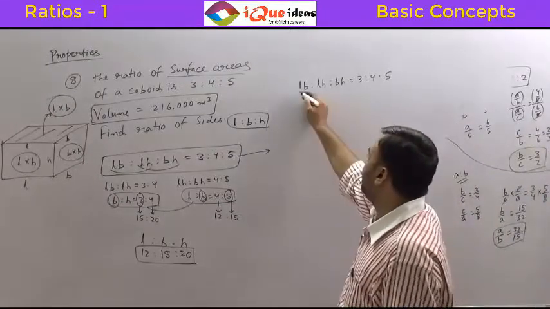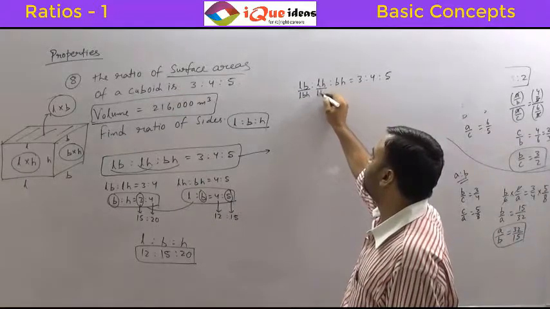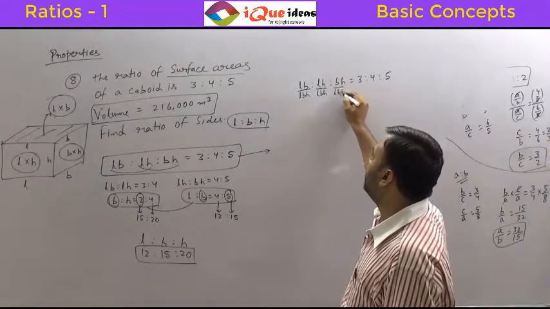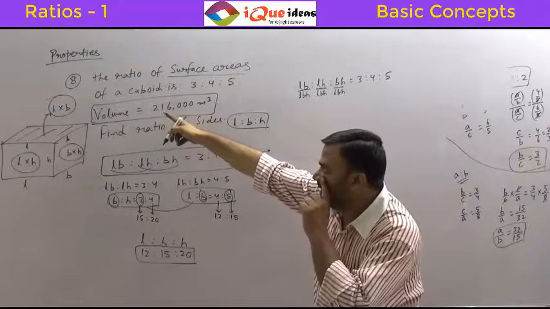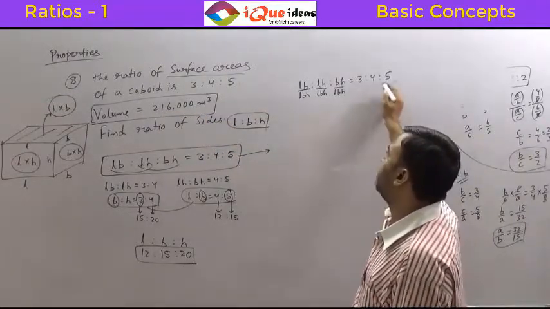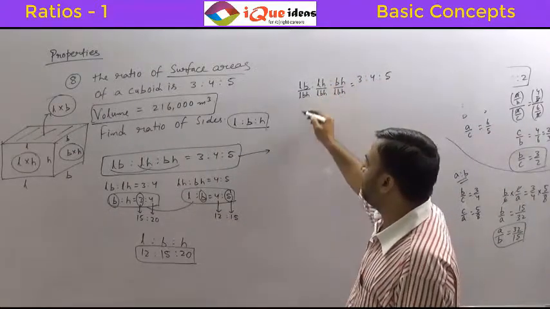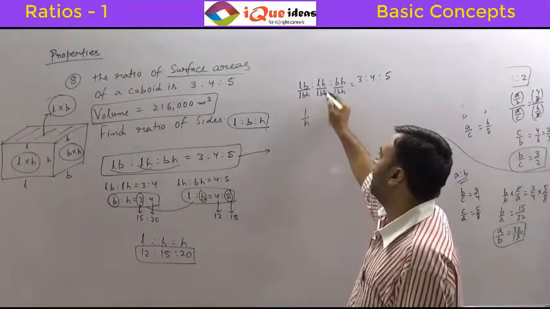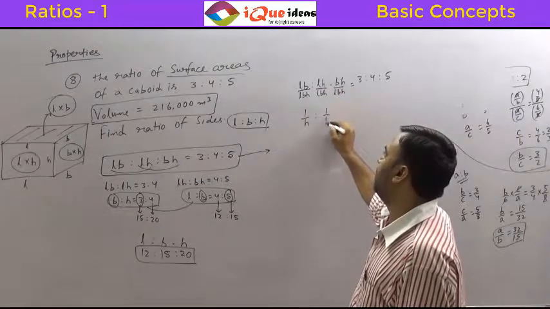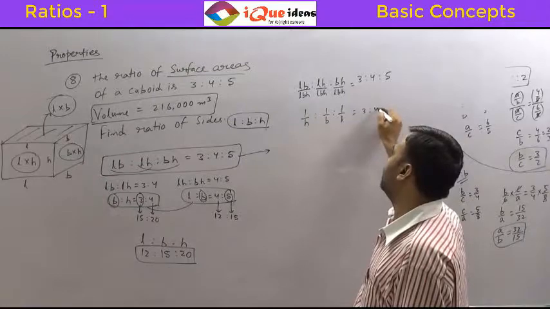So, divide each one of these 3 numbers by LBH. Again, you don't need to use the value of LBH. Volume is LBH, that is given. You don't need to use the value, just the LBH expression. The other side will remain 3:4:5. Now here you see, LB by LBH will become 1 by H. LH by LBH will become 1 by B. And BH by LBH will become 1 by L. And that is 3:4:5.